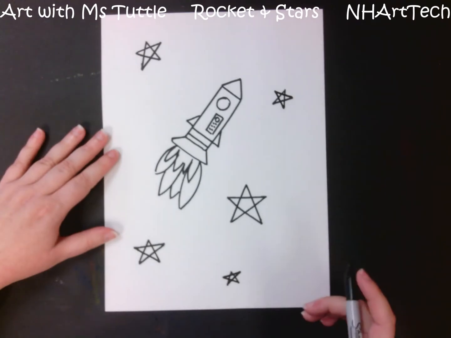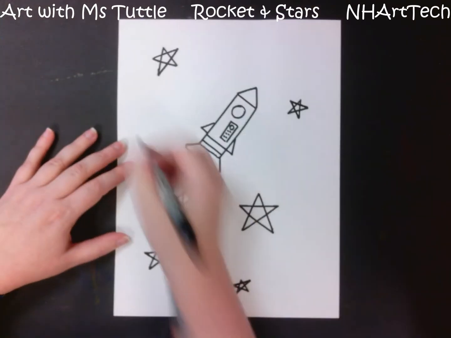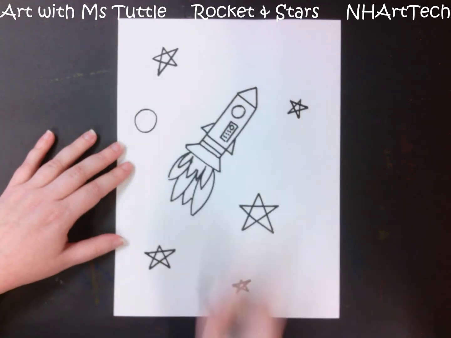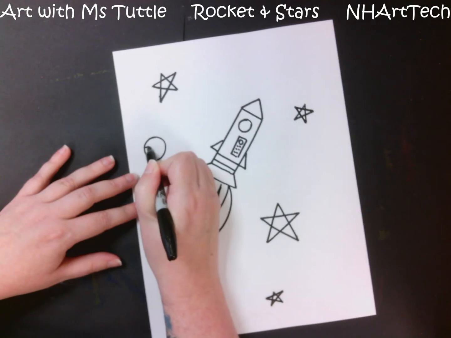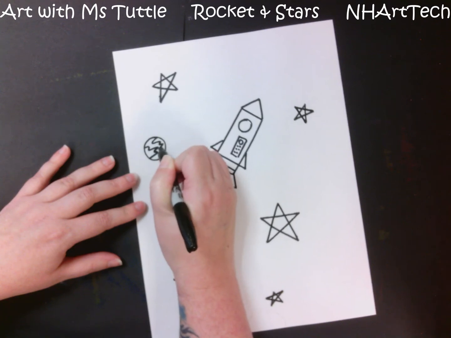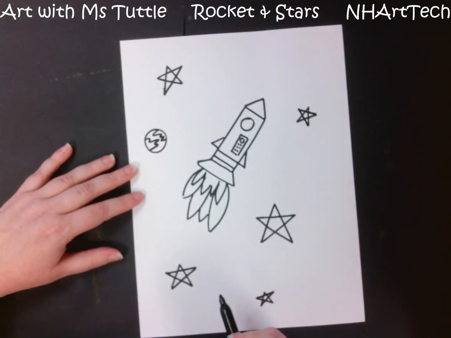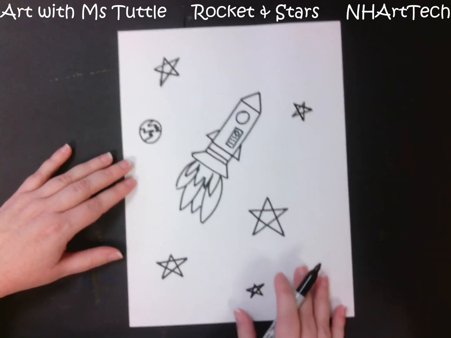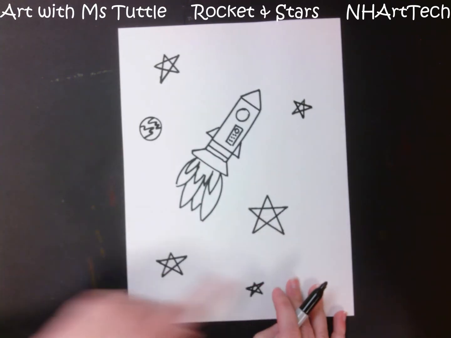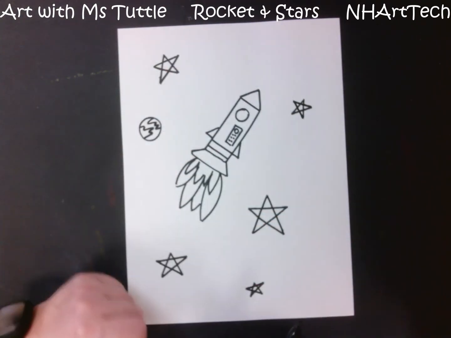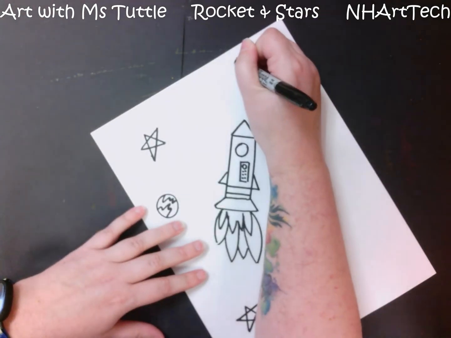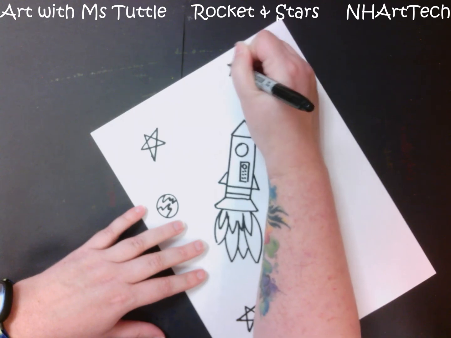If you also want to, you could add a planet. So Miss Huddle is going to do a circle. And then you can add just some wiggly lines on it to make it look more like a planet. And that we will color in later. So now it looks like we have a rocket and stars in outer space. If you have some empty space, you might want to just go in and add some extra stars.